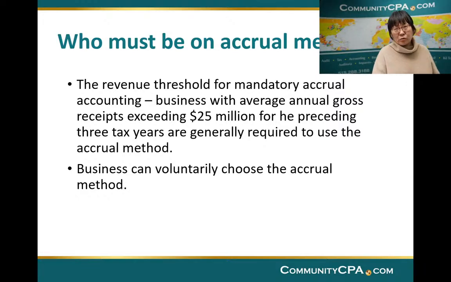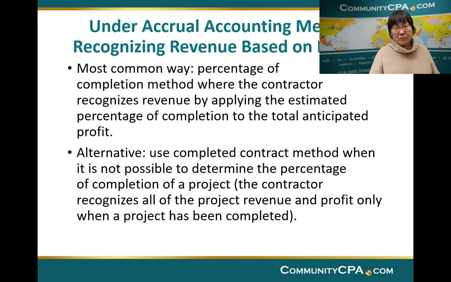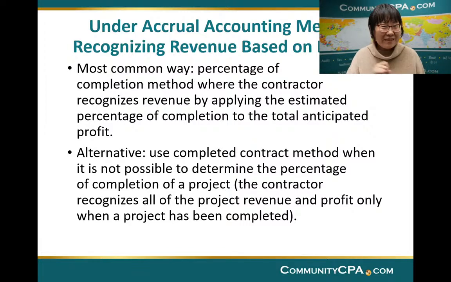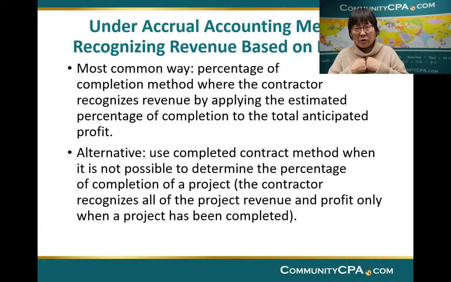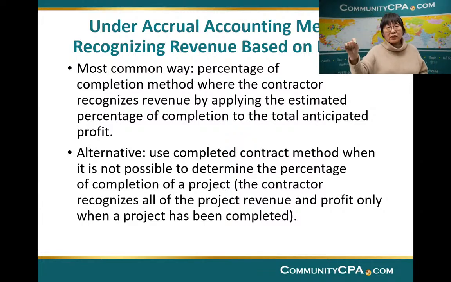So why is the accrual method such a deal? It's such a deal because under the accrual accounting method, you can recognize revenue based on projects. What does that mean? So the most common way for a construction company to recognize their income, their revenue, is by percentage of completion.